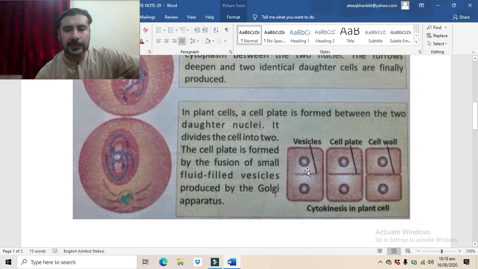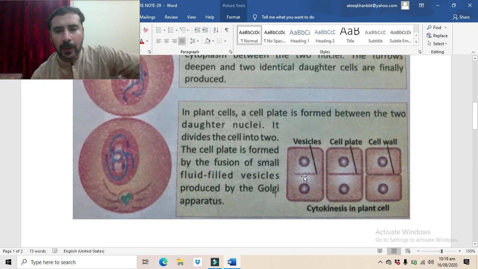So in case of plants, first the karyokinesis will occur. So these two nuclei are formed. This is one nucleus, this is another nucleus. Then in between there will be vesicles. These vesicles are produced by the Golgi apparatus. These vesicles will fuse with each other. So in the second stage, a cell plate is formed. This cell plate will divide the one cell into these two cells. This is one cell and this is another cell.